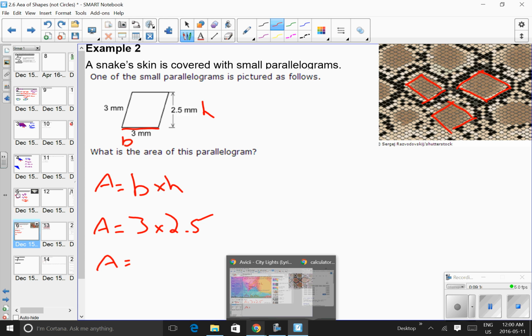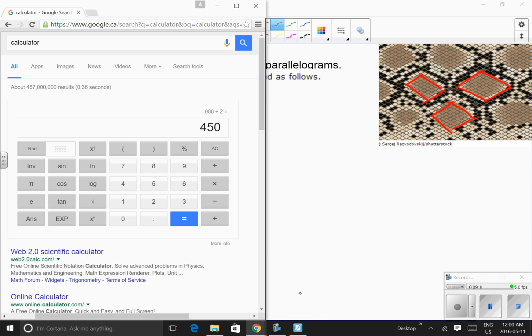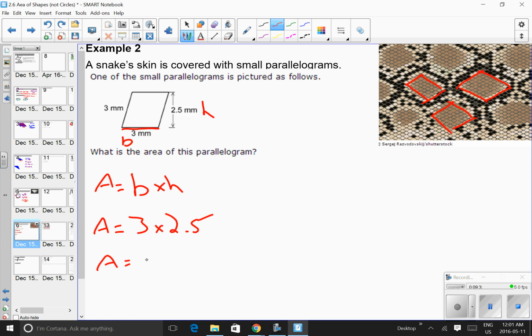Let's pull up our calculator here, or you can do this one in your head. 3 times 2 is 6, so that should work out to 7.5. Let's try that. 3 times 2.5. Bam, 7.5. And because we're in millimeters, my answer has to be in millimeters squared because we're talking about area. So that's using those first 2 formulas.